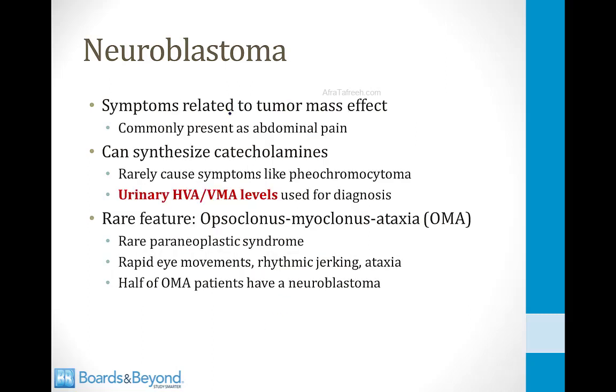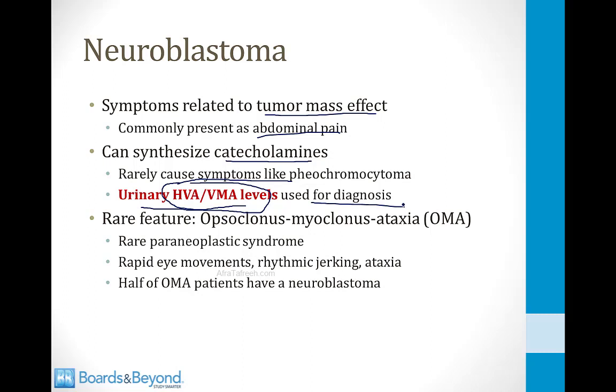The symptoms of a neuroblastoma usually relate to tumor mass effect, so it commonly presents as abdominal pain in a child. These tumors can secrete catecholamines, but unlike pheochromocytomas and paragangliomas, they rarely cause symptoms like hypertension and the other symptoms of pheos. You can, however, use urinary HVA and VMA levels for diagnosis. This is similar to the diagnosis of pheochromocytoma. You do a 24-hour urine collection and measure the levels of these breakdown products of catecholamines and use that for diagnosis.